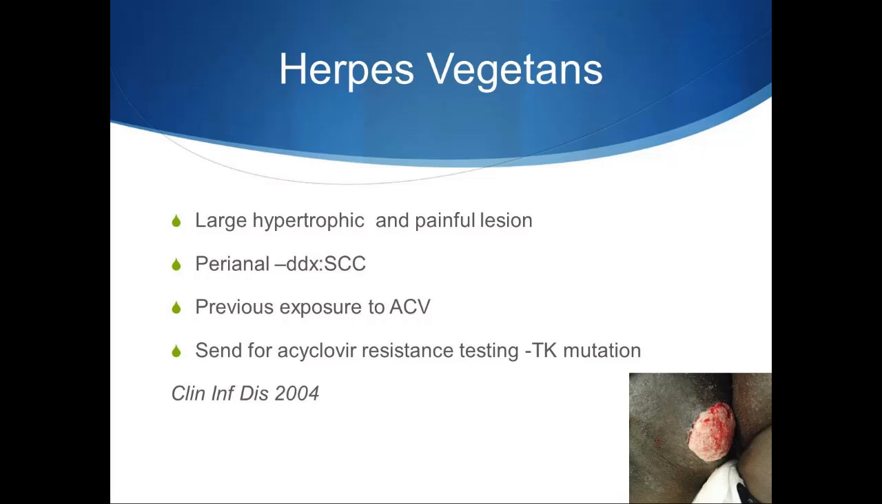And last is the herpes vegetans. Herpes vegetans is a herpetic verrucous lesion usually encountered in the anal area. It's very painful, and most of the time it's confused with a squamous cell carcinoma. It's usually caused by acyclovir-resistant herpes simplex, and it's seen in these older patients that have been exposed to irregular use of acyclovir in the past.